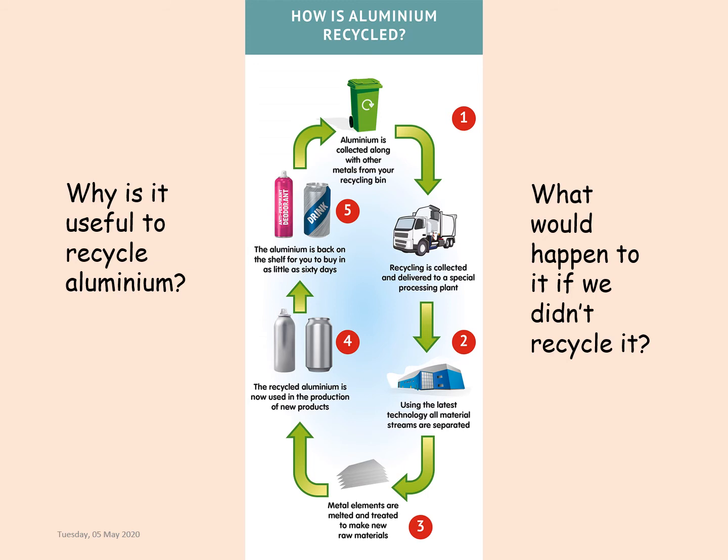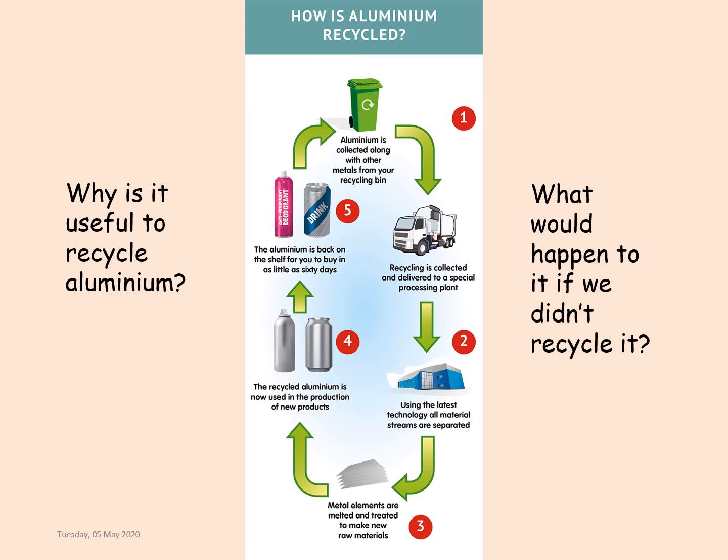However, aluminium can be recycled. So if we look at the stages of an aluminium recycling plant, we can see here, first of all, aluminium is collected along with other metals from your recycling bin. So that is the first step in recycling. Second, recycling is collected and delivered to a special processing plant. Then, using the latest technology, all material streams are separated, so the different metals are separated. If there are any bits of plastic or anything else in there, it's all separated, so we just have the pure metals. Metal elements are melted and treated to make new raw materials.